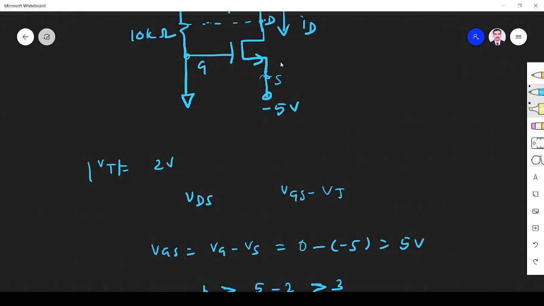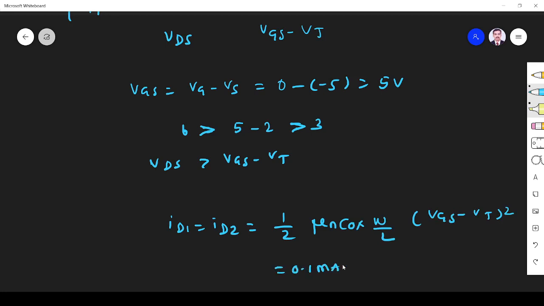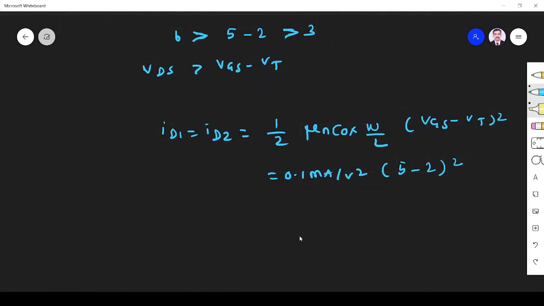The transistor is in saturation. So ID1 is equal to ID2 because both are flowing in the same direction. Transistor in saturation, ID is 1 by 2 mu COX W by L times (VGS minus VT) square. 1 by 2 mu COX W by L is 0.1 milliampere per volt square. VGS we have found 5, VT is 2. So 5 minus 2, squared. If you simplify, it is 0.9 milliampere.